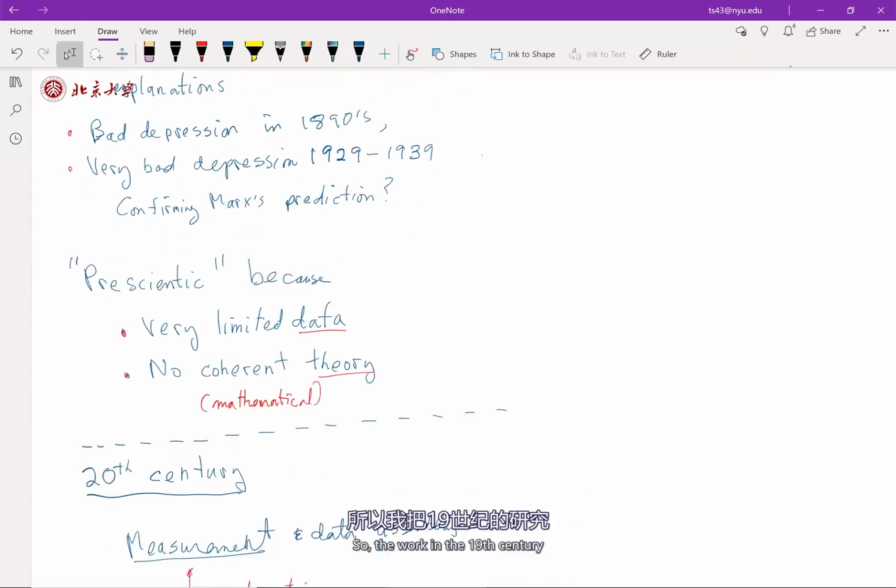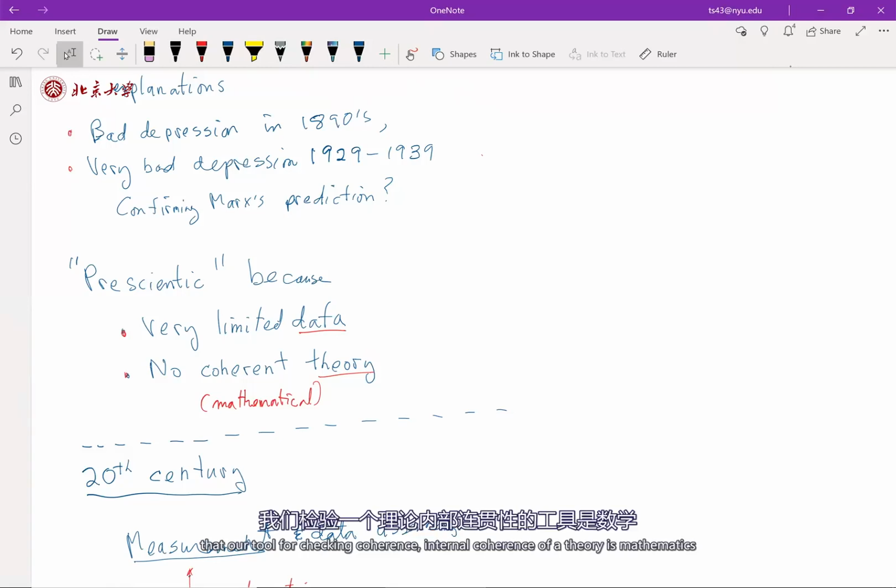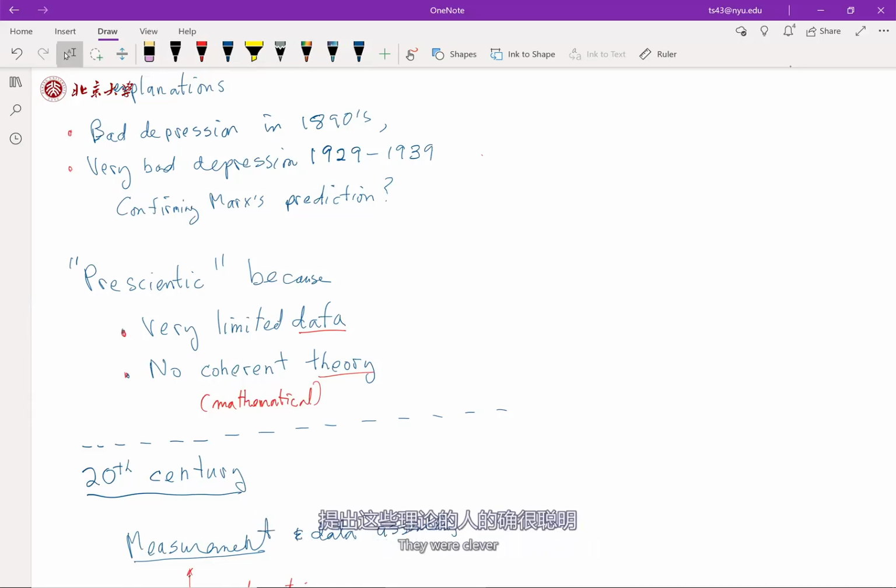So the work in the 19th century, I'm going to call it pre-scientific, not to disparage it, but to characterize it. And I'm calling it pre-scientific for a couple of reasons. There was very limited data, and in terms of business cycles, there was not what today we would recognize as a coherent theory. And I'll put my cards on the table. Our tool for checking internal coherence of a theory is mathematics. And these 19th century theories were, for the most part, not put together as coherent theories. They were clever, they had lots of insights, but whether or not they hung together really couldn't be verified.